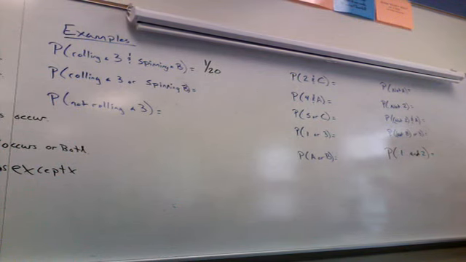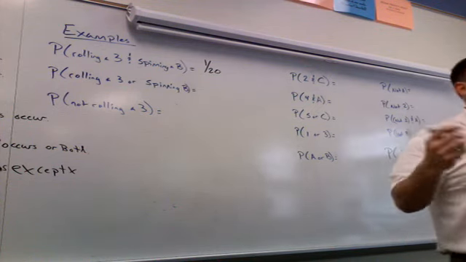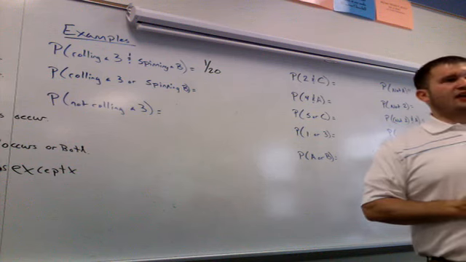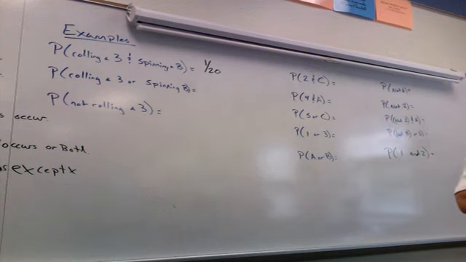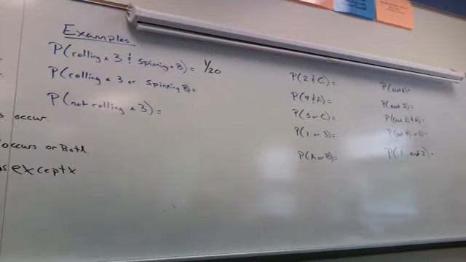Okay, what about the probability of rolling a 3 or spinning a B? What does or mean? Either one, right? So I'm looking for all the boxes that have a 3, and then I'm going to count all the boxes with the B. There's 1, 2, 3, 4 boxes with a 3, and there's 1, 2, 3, 4, 5 boxes with the B. So do I just do 4 plus 5? No. Why not?